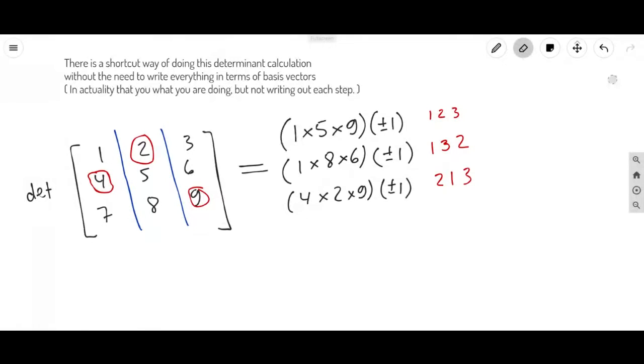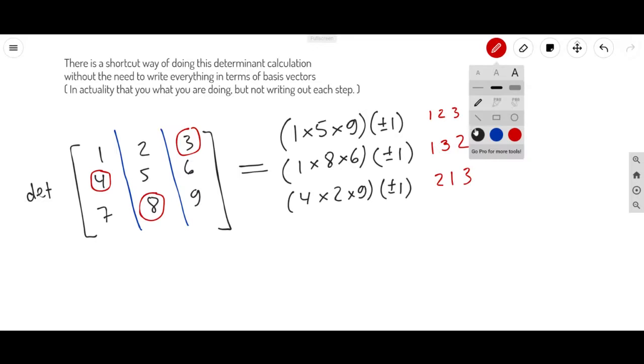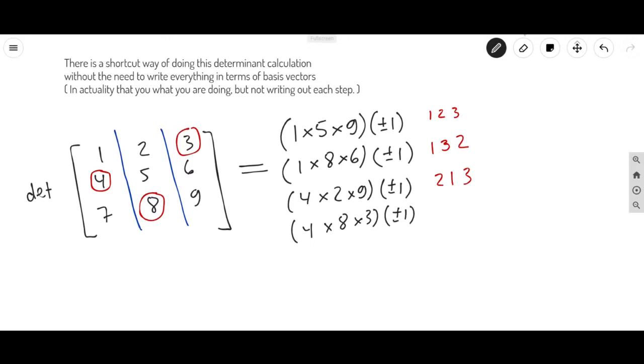Now, another combination that works, let's look at the other combinations, is you can pick the second number, then the third number, and then you're forced to pick the first number. If you multiply those three, you get 4 times 8 times 3, and this is going to be plus or minus 1. The order is the second number, the third number, and the first number. Again, the 2, 3, 1 means you're taking the second number in this column, the third number in this column, and the first number in that column.